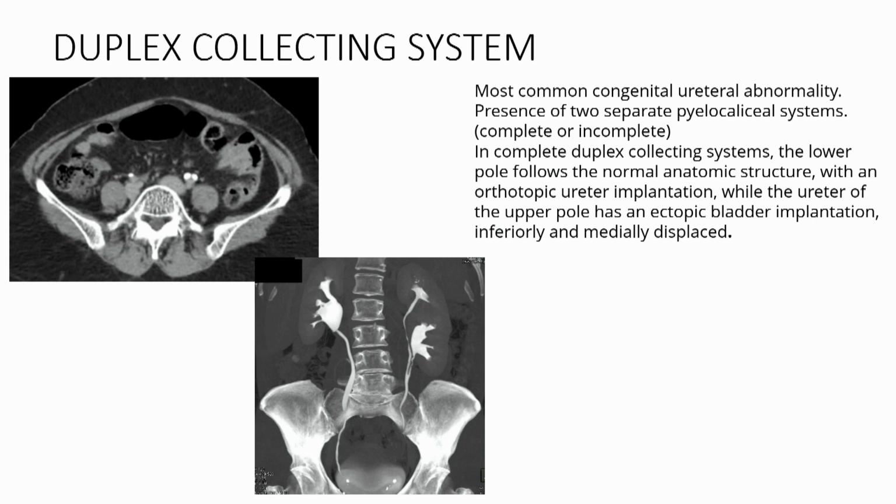Duplex collecting system is the most common congenital ureteral abnormality wherein there is presence of two pelvicalyceal systems. It can be either complete or incomplete. In complete duplex collecting systems, there is complete bifurcation of the ureter, and in the incomplete type, the two ureters get fused before inserting into the vesicoureteric junction. In complete duplex systems, the lower pole follows the normal anatomic structure with an orthotopic ureter implantation, while the ureter of the upper pole has an ectopic bladder implantation.